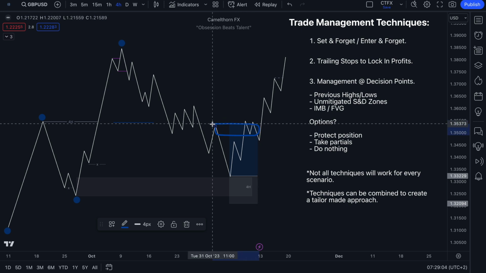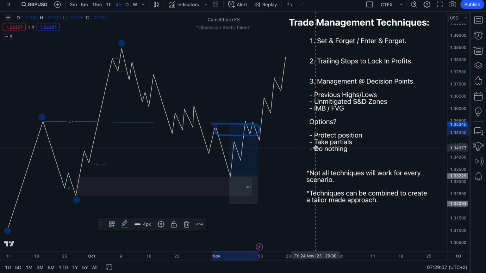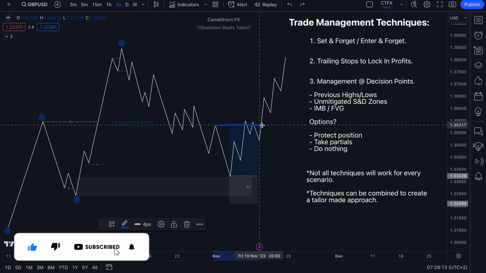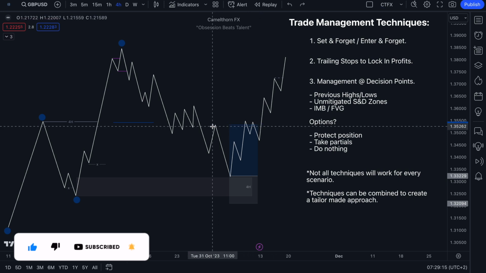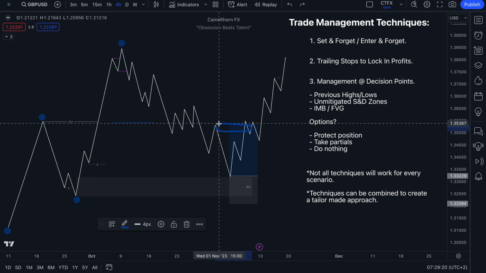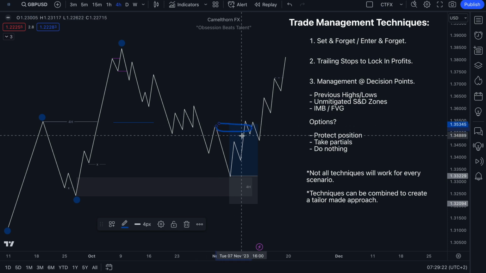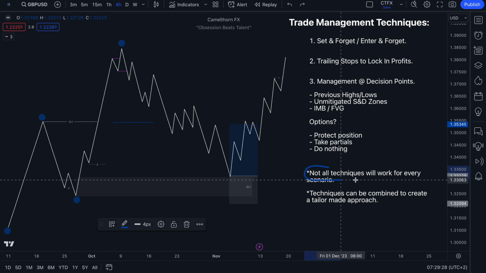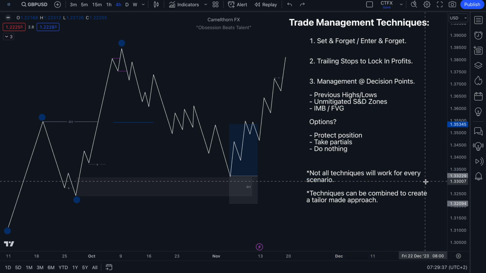In the same way, because of the fact that your take profit target has been placed at what is the first decision point, essentially, instead of looking to protect your position or instead of looking to take partials, you can literally just look to either wait for full TP to hit, or you can look to close out the full position in here if you see price action generating information that suggests your full TP may not be hit. All right. So very important that you understand not all techniques will work for every scenario, but it's important that you have a trade management approach outlined in the first place.